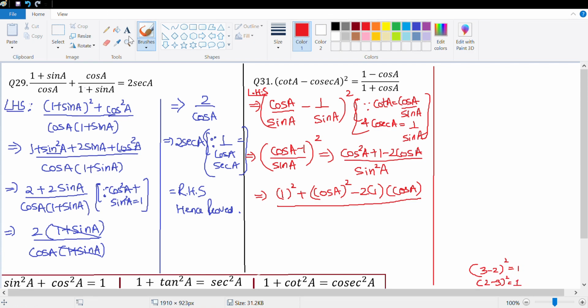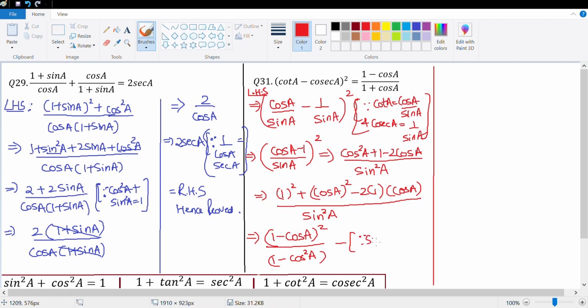Which means it doesn't matter which one I use first. (x minus y) whole square is equal to (y minus x) whole square. That's basically what I'm trying to do. And the denominator is sine square a. Now this can be written as (1 minus cos a) whole square, and the denominator can be written as 1 minus cos square a. Why? Because sine square a is equal to 1 minus cos square a.